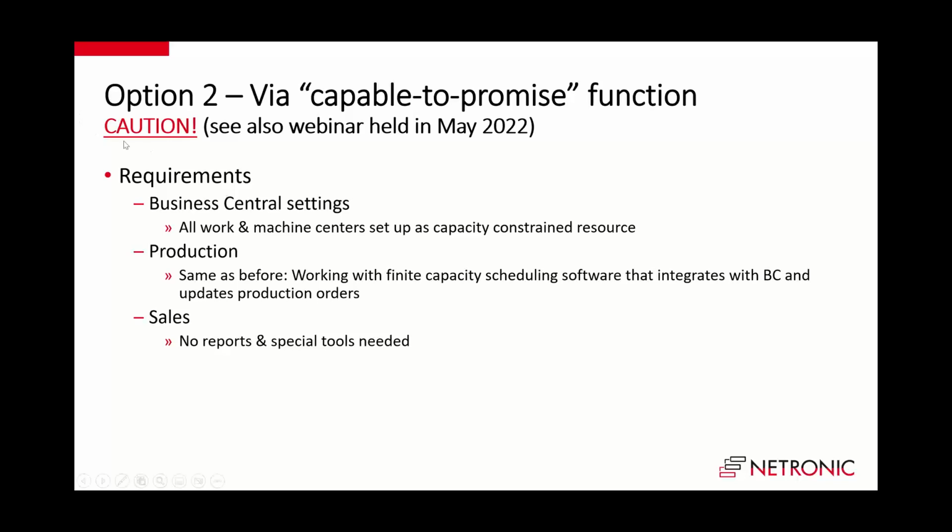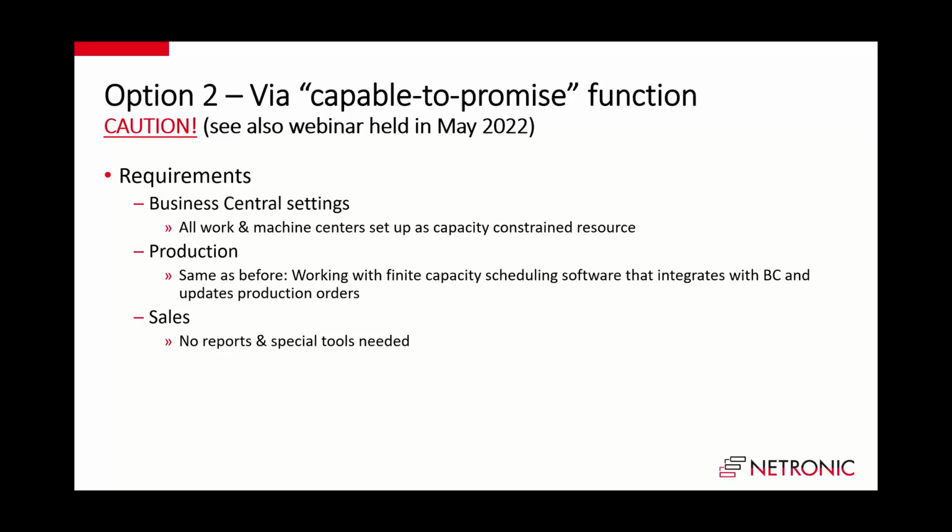But a zillion words of caution are needed if we talk about the process via the capable to promise function. I held a webinar just on how to make reliable delivery time commitments with the capable to promise function in May this year. And I will also give a speech on this at a big Business Central partner conference taking place in November in Hamburg. So using the capable to promise function under certain conditions can be a really cool option to give realistic delivery time commitments and to be less quick and dirty than with the previous approach.